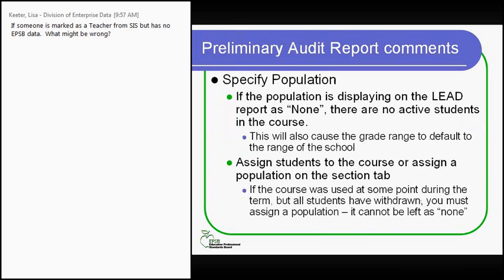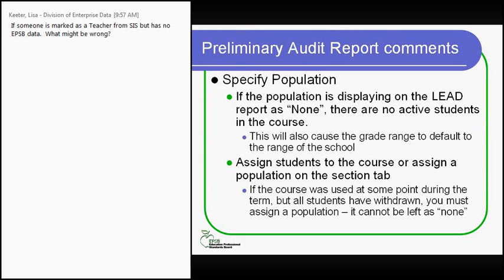Specify population means that the population is displaying as none because there are no active students on the roster of the course. It does also cause the grade range to default to that of the school. To fix it, you can either assign students to the course, if it's a course that's just been created, or you will need to assign a population on the section tab.